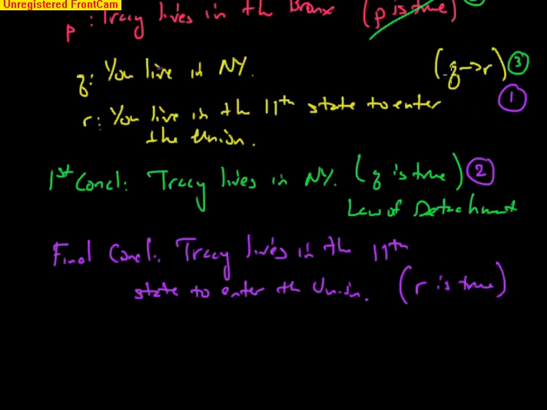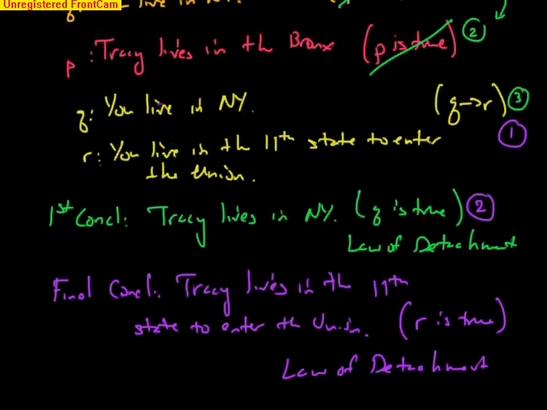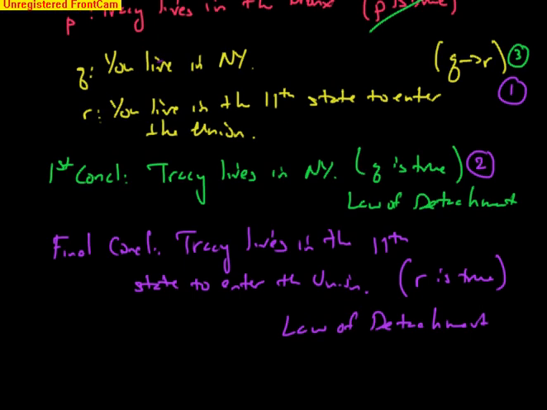So if this is my conditional, if Q then R, and Q is true, then law of detachment works forward, then R is also true. Then Tracy lives in the 11th state to enter the Union. And this is again by the law of detachment. So we use the law of detachment twice in this problem to reach this final conclusion.